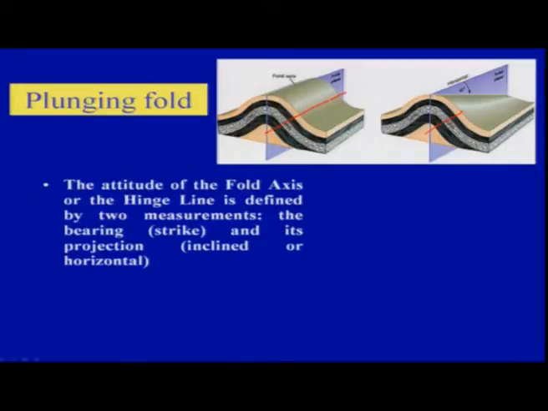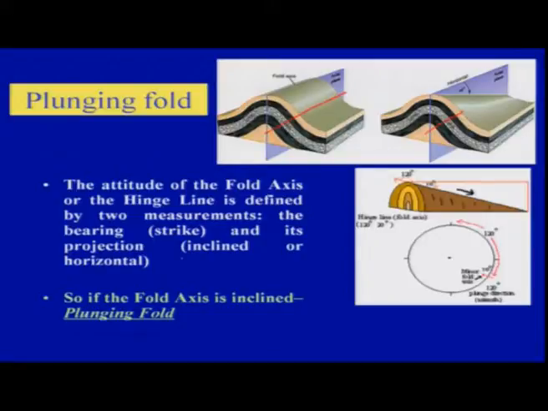Okay, so the attitude of the fold axis or the hinge line is defined by two measurements, that is the bearing, the strike what we call, and its projection, whether it is inclined or horizontal. Okay, so this we will talk about very quickly. So if the fold axis is inclined, then we term that a plunging fold. This can be represented like this, and plotted on a stereonet, which we will see very quickly in the next one.